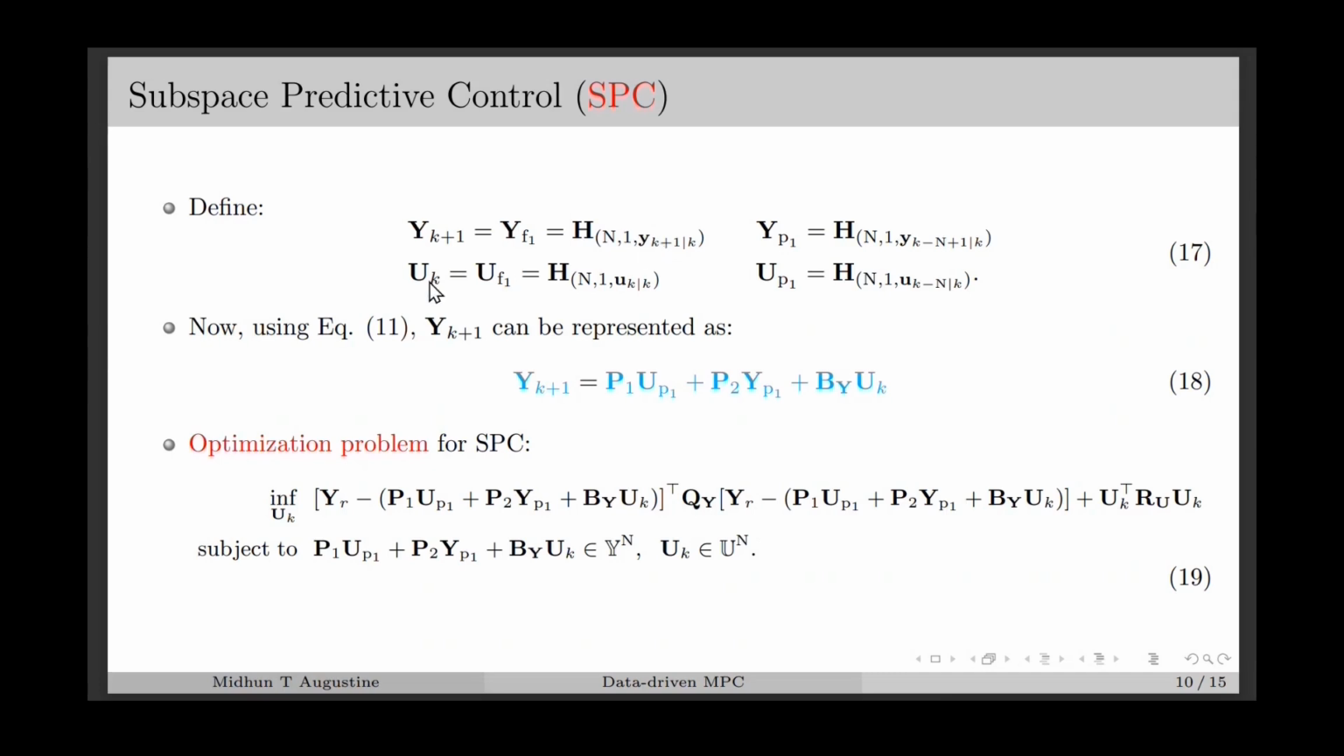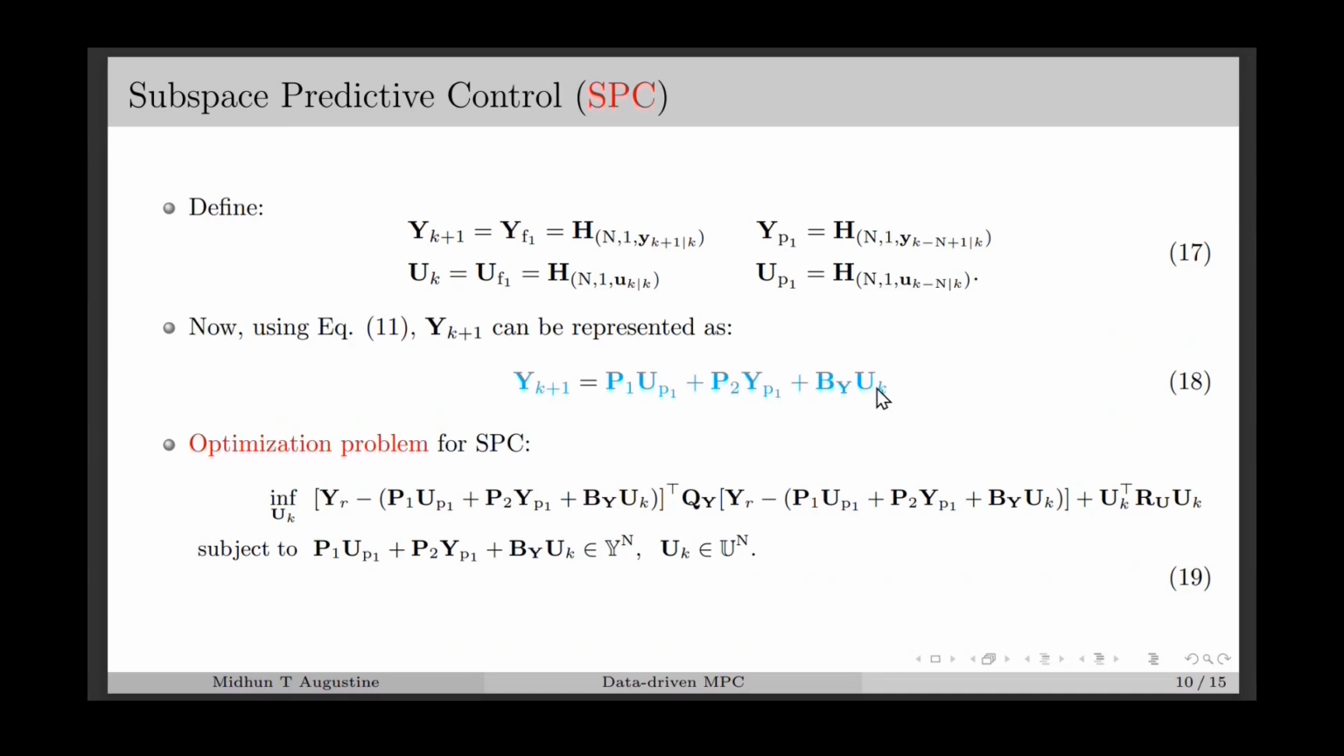We can define the control input sequence capital UK, which is UF1, that is a Hankel matrix containing capital N row entries and one column entry, and start with UK given k. Similarly, we can define the past data matrices yp1 and up1. And if we substitute all this in the Hankel matrix equation, we can obtain yf1 or yk plus 1 will be equal to p1 up1 plus p2 yp1 plus dy uk.